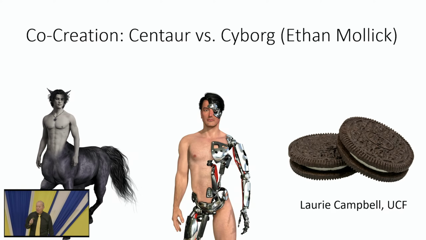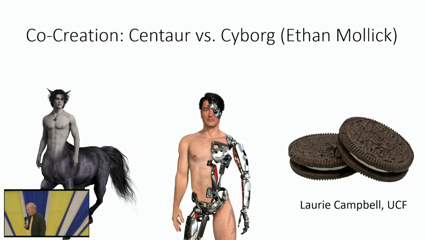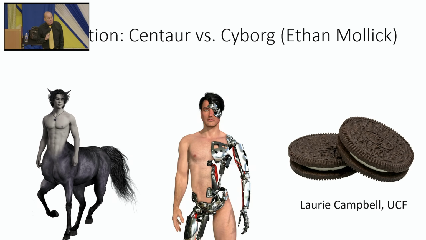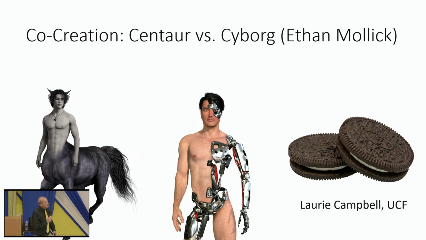So let's start with this slide. We have a blogger by the name of Ethan Mollick. He's a Wharton professor who blogs a lot about AI, and he's come up with this term co-creation to describe what he thinks the future of AI is like, AI and humans.